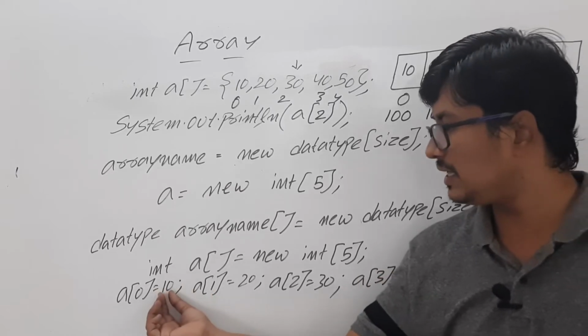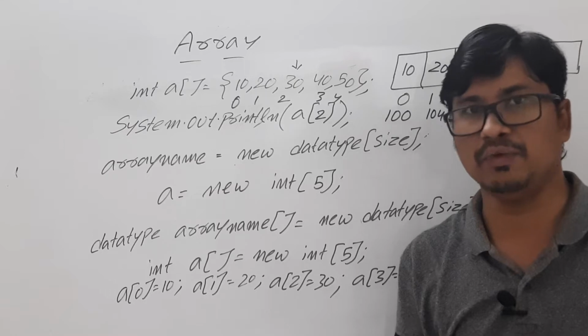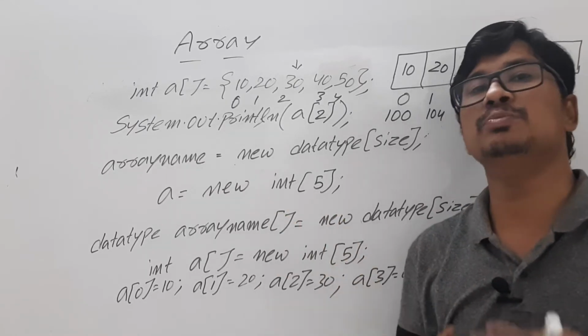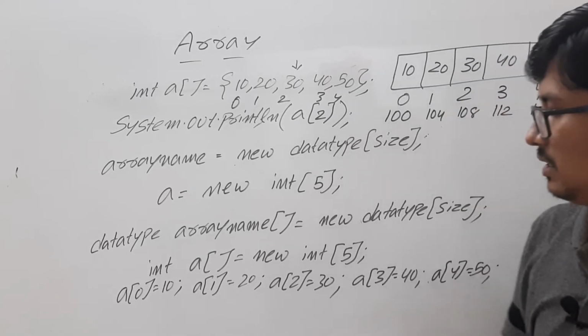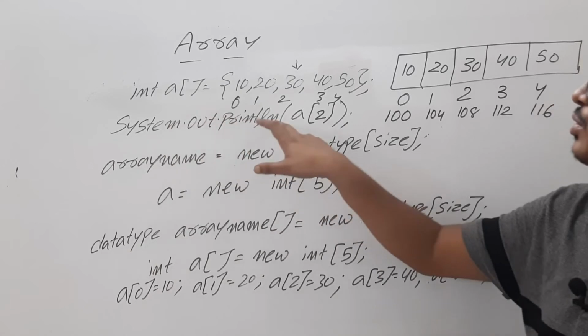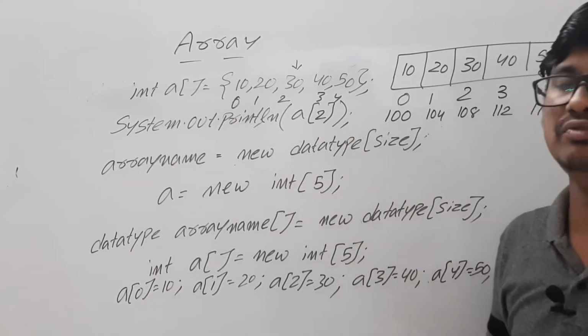See, here we are writing 10, 20, 30, but I want to ask the user to enter the values. Those values I want to store in the array, and then I will display them back to the user. Is it clear? Suppose if it is 5 elements, you can write System.out.println a of 0, a of 1, a of 2, a of 3, a of 4, like that.